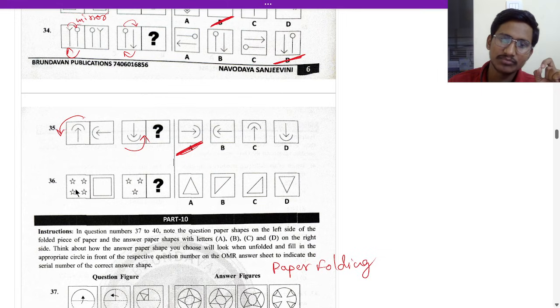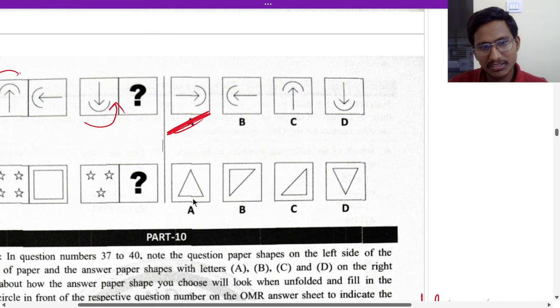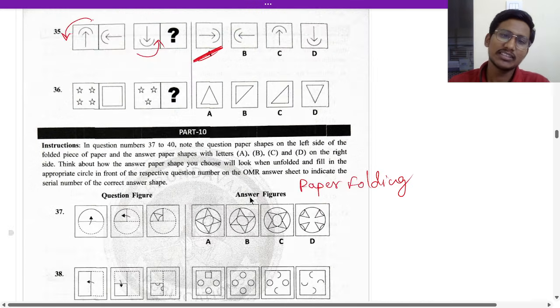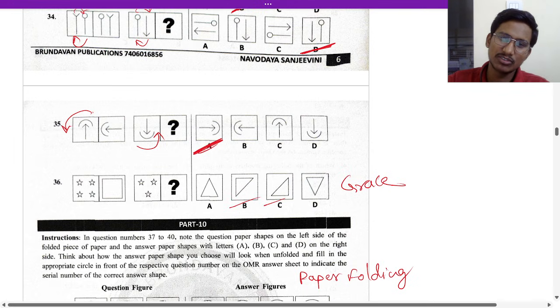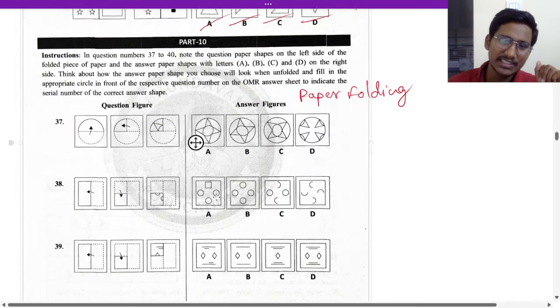Now 36, 4 star 4 sides, 3 stars 3 sides will come, so that will be option A. 36 will be option A. Okay. So here if you see, this is not proper, actually this cannot be the answer, so take it as grace. So there are many answers, this can also come, this can also come, there is a little line, but fine, take it as a grace. Okay, fine. 36 is grace.